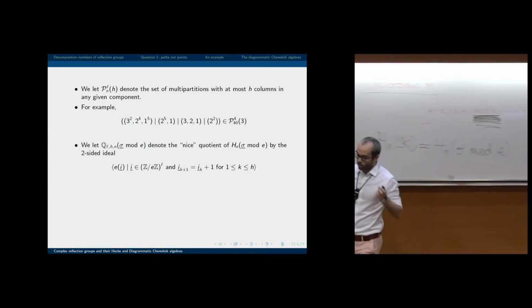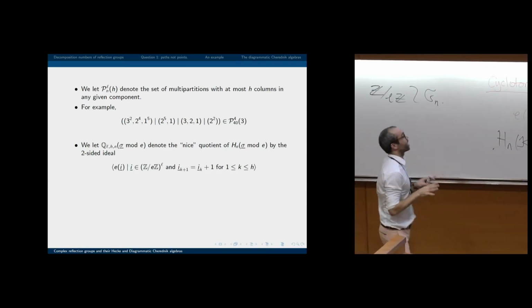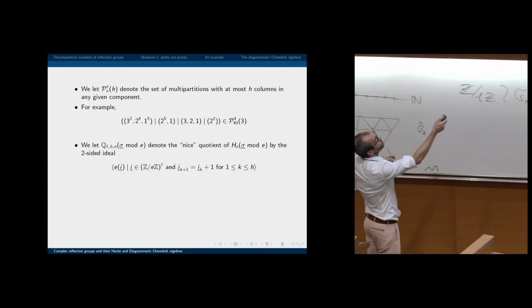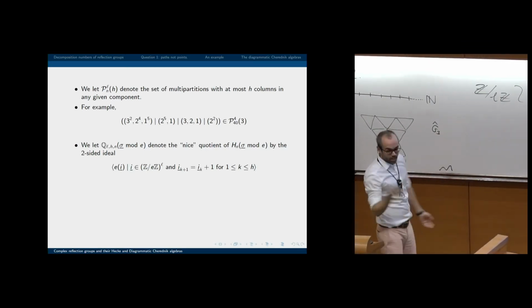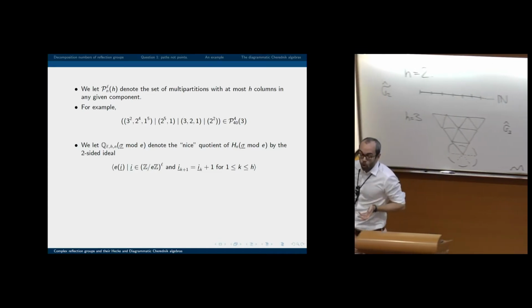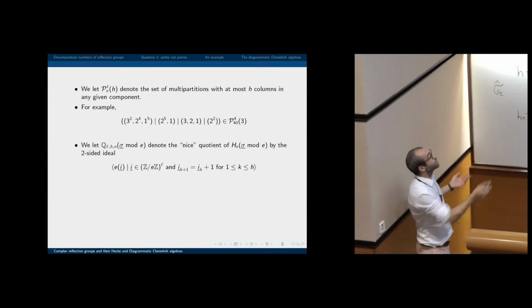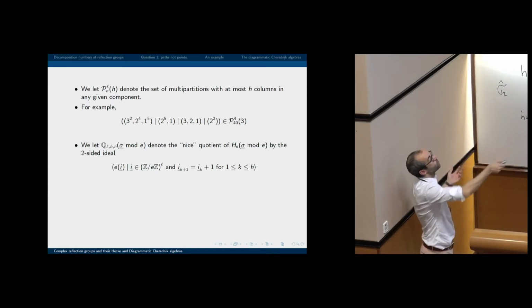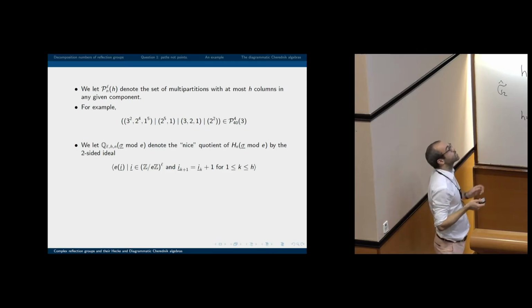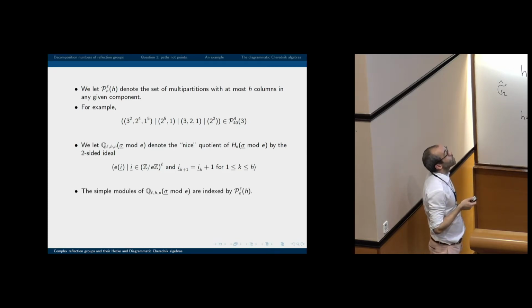The second you hit too many columns, just say, ugh, don't want that, get rid of it. And that's exactly what this quotient says. So if you were trying to come up in your head with a way of getting rid of all things with too many columns, this would be the first sensible thing you would try. And it works.